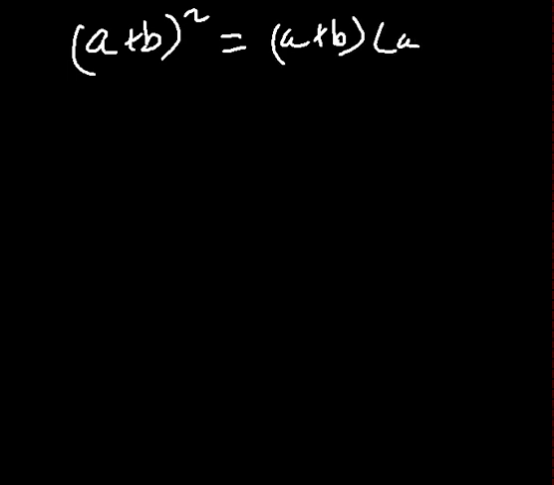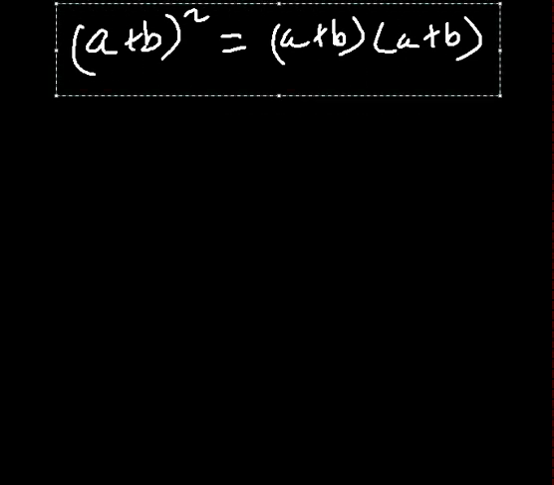Also, another thing you have to understand is that if we have a plus b to the power 2, this is the same as having a plus b times a plus b. You should keep this in mind. So let us see how we can multiply the following surds, and simplify where necessary.